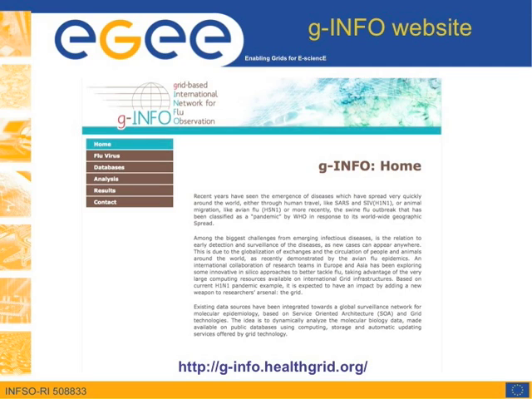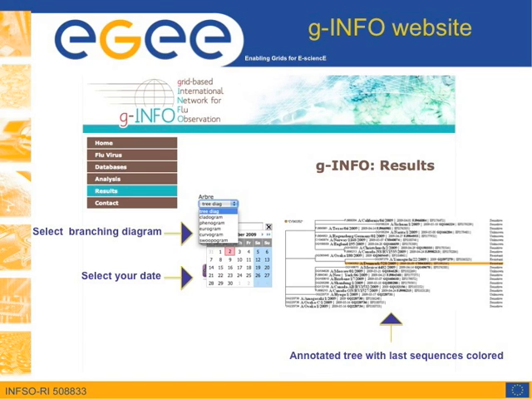The current prototype is called GINFO, Grid-Based International Network for Flu Observation, and is available on the corresponding website. In the result web page, one can select a date as well as different parameters to obtain a branching diagram. An annotated tree with last sequences colored is obtained.